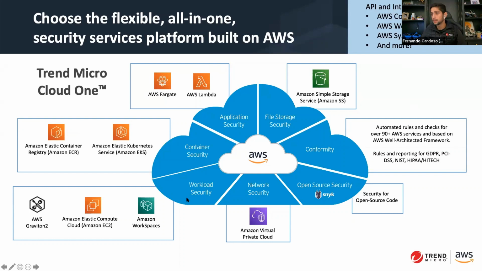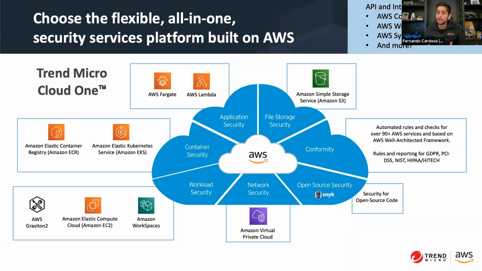One of the most important ones that we are going to talk about today is Workload Security. This is our security agent that you can deploy on AWS Graviton2, the regular EC2s, and also Amazon WorkSpaces. This has a comprehensive number of security features that you can use to protect your instance, and I'm going to go into more detail right after. The second piece here is Container Security, where we can protect the ECR and the EKS that you are running on AWS. We can scan the container image, but we can also integrate with the admission control from Kubernetes to create policy enforcement.